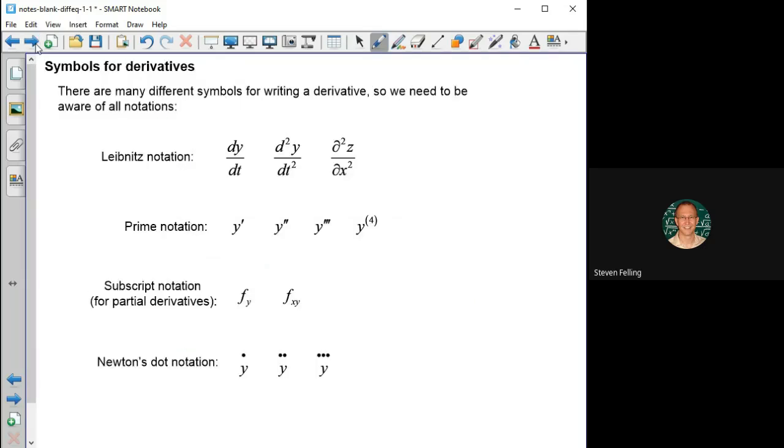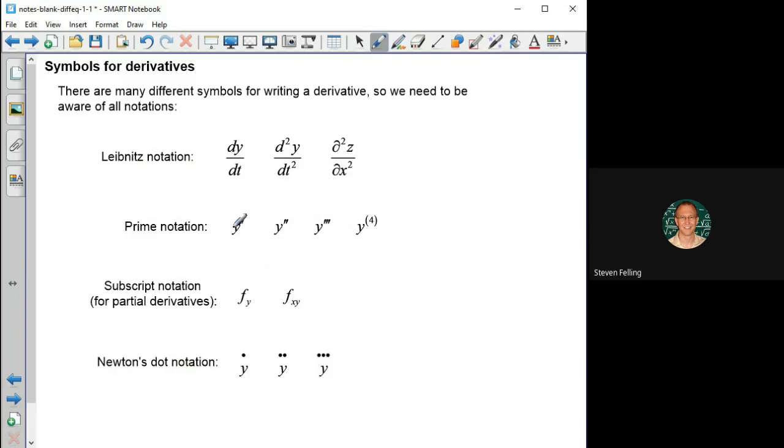All right. There are a lot of different symbols for derivatives, and we need to be aware of all of them. The most common ones are these first two that we're going to encounter in the course. The first is called Leibniz notation, and so that's dy/dt, or d squared y over dt squared for the second derivative, or d squared z over dx squared with partial symbols if we're talking about a partial derivative, right?